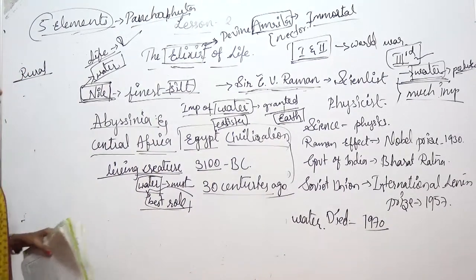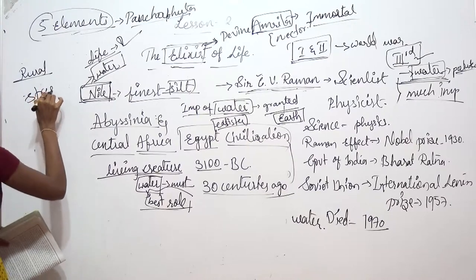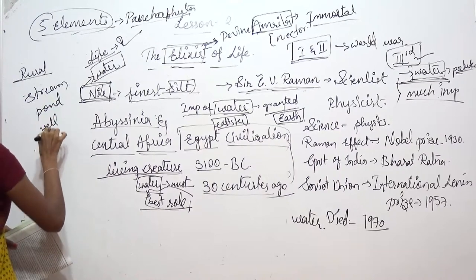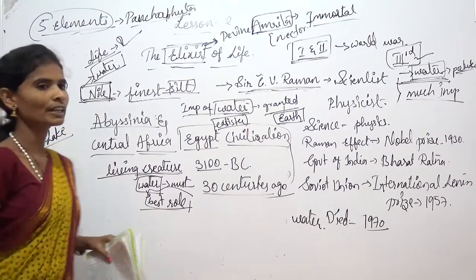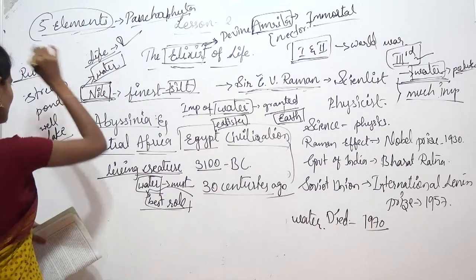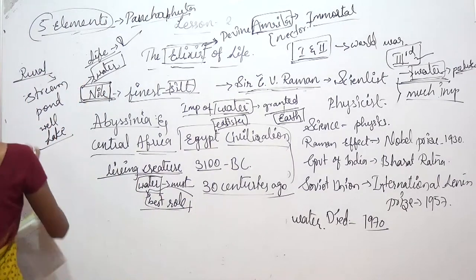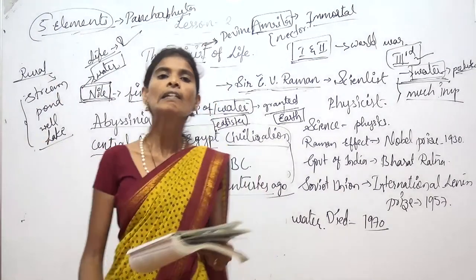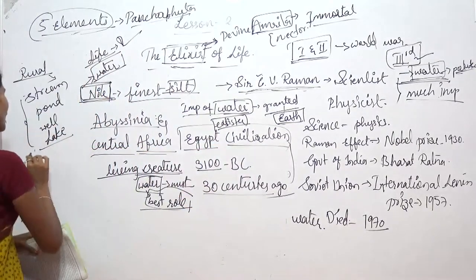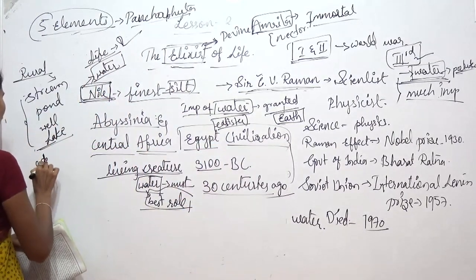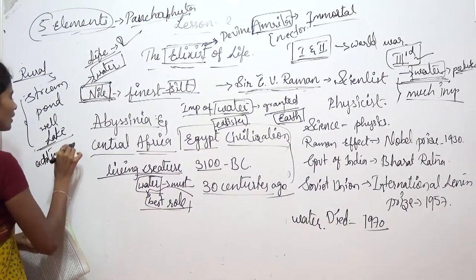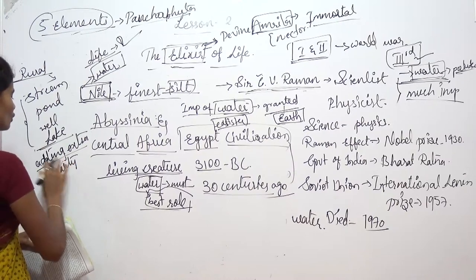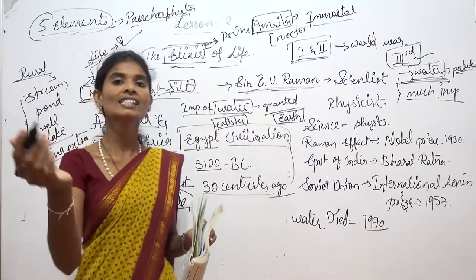In rural areas, we can find streams, ponds, wells, lakes, such kinds of things. Whatever it may be, whether it is a pond, a stream, or a lake, these things are adding extra beauty to nature.